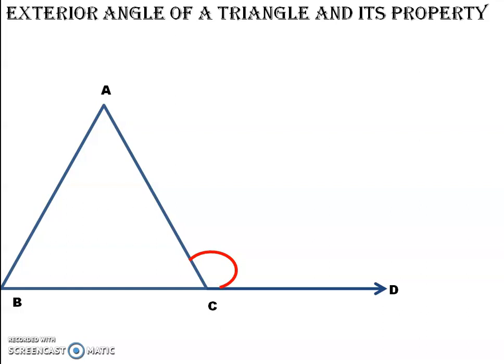So which is the exterior angle? We know that the exterior angle is angle ACD. Now let us see what is this angle called. What is the peculiarity of this angle? It lies near to the exterior angle. This angle lies very near to the exterior angle.